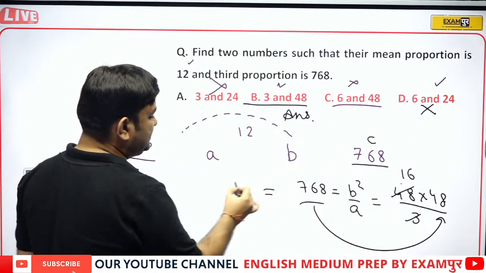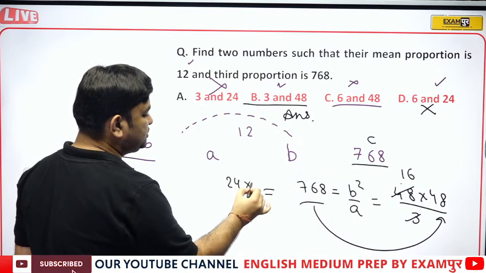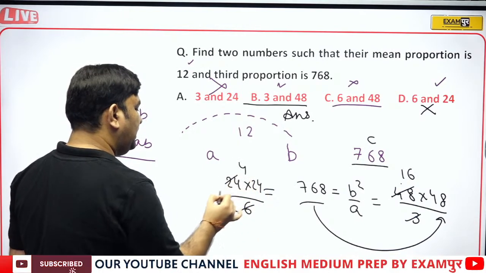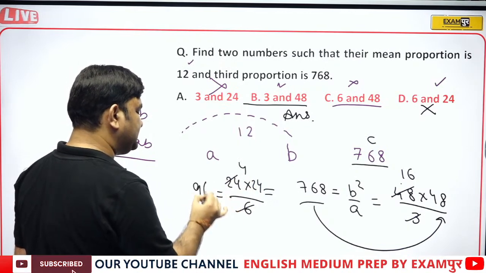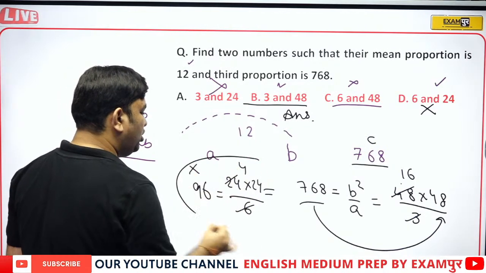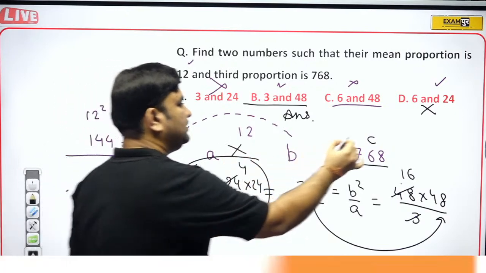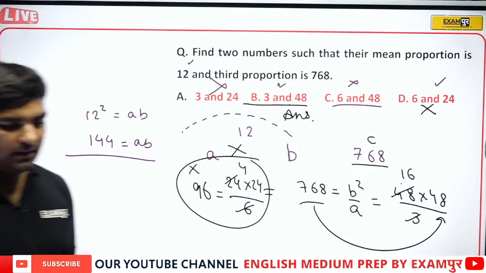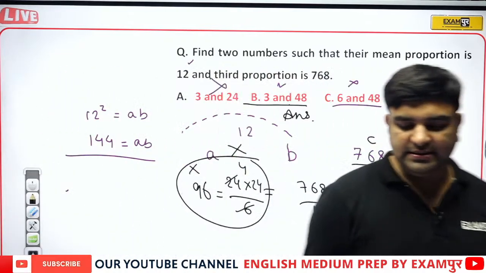If you take B as 24, then 24 squared divided by A gives a very small number, 96. So this is not the case. This is the case. Got it, guys?